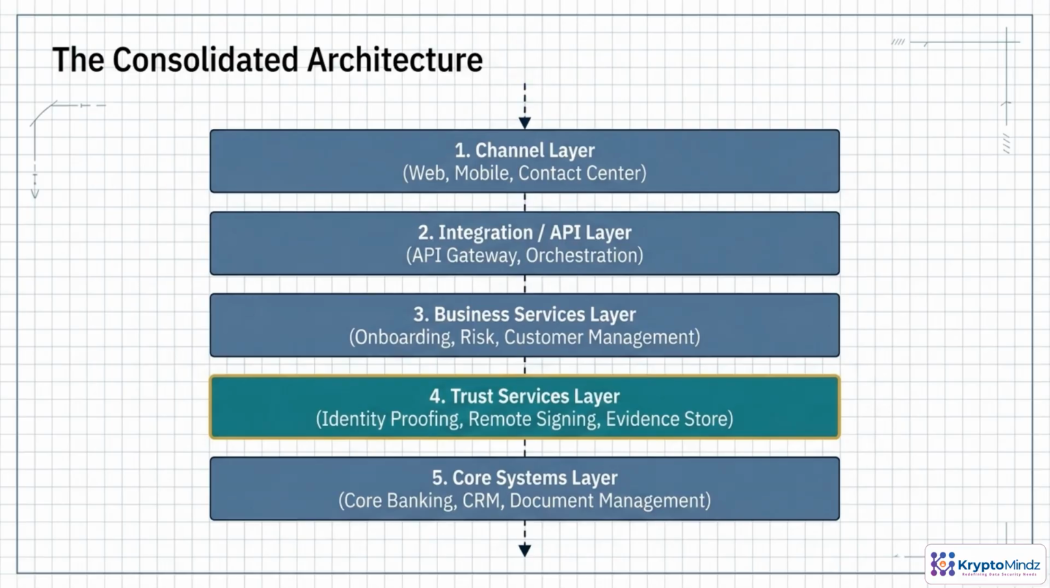This architecture shows how a full digital onboarding journey is stitched together end-to-end. Customers start in the channel layer, which calls APIs in the integration layer. Those APIs invoke business services for onboarding, risk checks, and customer management. Whenever trust is needed, those services call out to specialized trust providers for identity proofing, remote signing, and evidence storage. Everything is ultimately anchored in core systems like banking, CRM, and document management, all protected by clear trust and network boundaries.